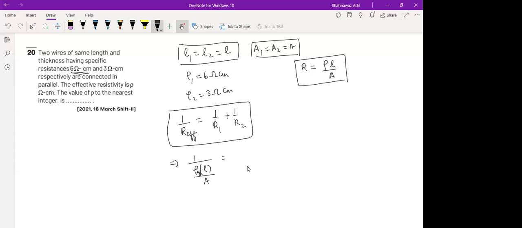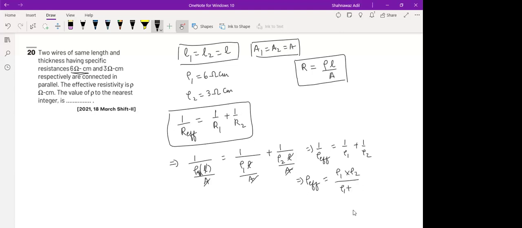And this is equal to 1 by rho 1 L divided by A, and this is again rho 2 L divided by A. So L cancels, A cancels, and 1 by rho effective is 1 by rho 1 plus 1 by rho 2. So we can calculate rho effective as rho 1 into rho 2 divided by rho 1 plus rho 2.